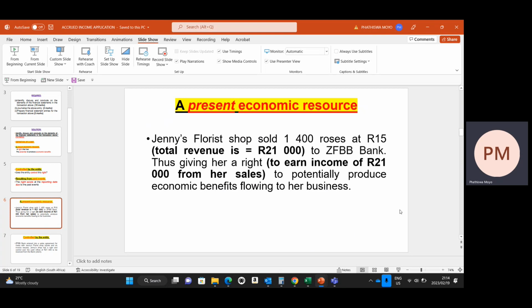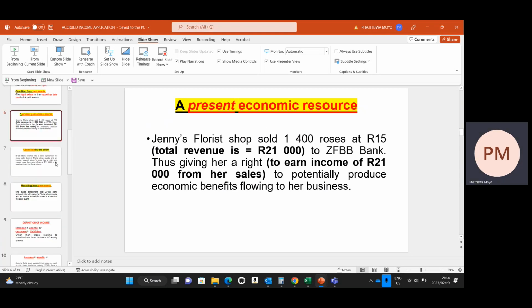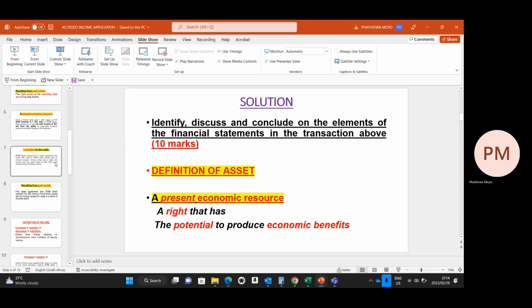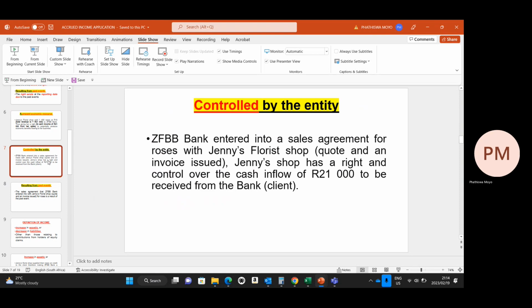When they say apply your knowledge to the case study, that means you will give the specific details of this case study. You're not going to be doing some wishy-washy definition and not speaking to the definition. Then it says controlled by the entity. So what does that mean? Let's apply to that.